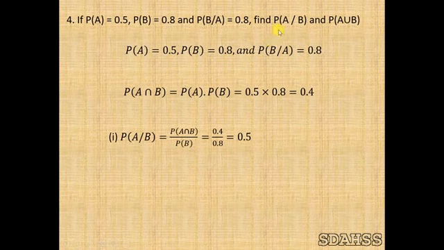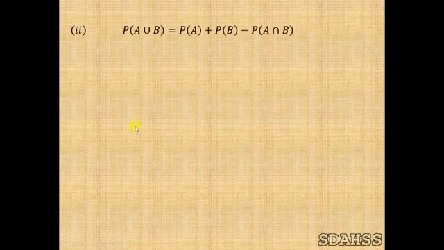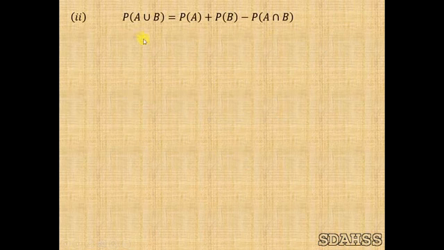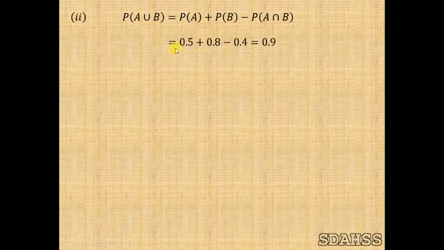Next, we want to find P of A by B. P of A by B is P of A intersection B divided by P of B. P of A intersection B is 0.4 divided by P of B is 0.8. On simplification, you will get 0.5. Next, we want to find P of A union B. Its formula is P of A plus P of B minus P of A intersection B. Substitute all the values in the formula. So you have 0.5 plus 0.8 minus 0.4. If you add, you will get 1.3. 1.3 minus 0.4, you will get 0.9.